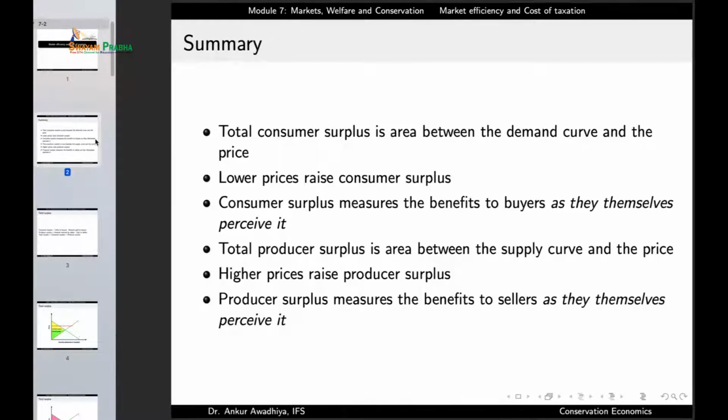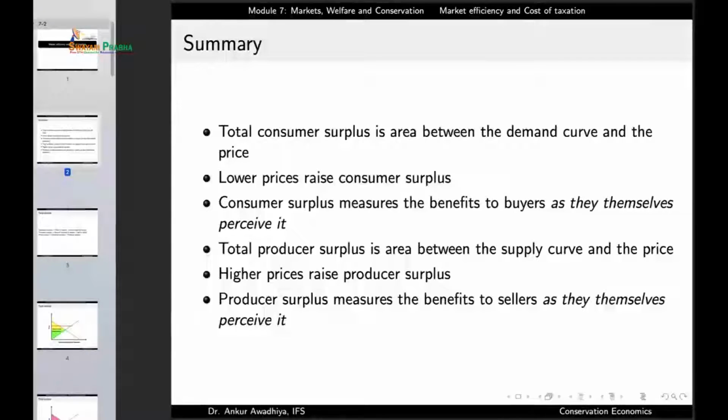And third, we observed that producer surplus measures the benefits to the sellers as they themselves perceive it. Because what the producer surplus is measuring is the difference between the price of the good and the cost that it takes to make that good or to provide that good. So in the example of this pen, the price of the pen was 20 rupees, but if the producer was able to make it and provide it for just 10 rupees, the difference, 20 rupees minus 10 rupees, which is 10 rupees, is the producer's surplus, or in other words, the profit that the producer is getting.